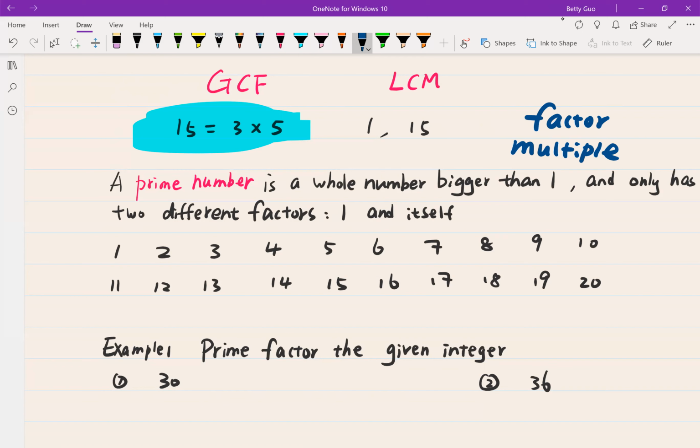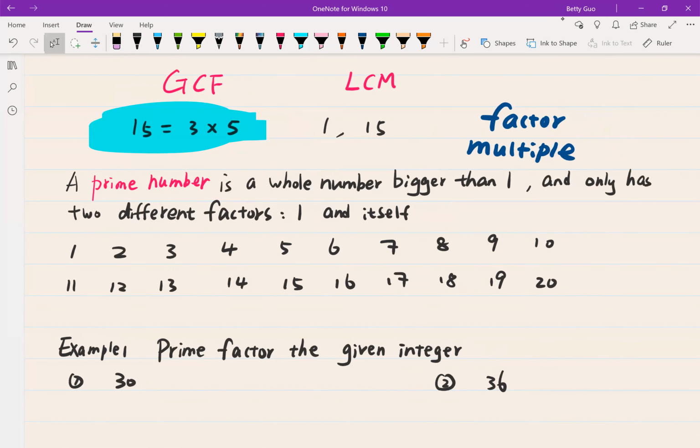Let's see what a prime number is. What's the definition of a prime number? A prime number is a whole number bigger than 1 that only has two different factors, 1 and itself. We have 1 through 20, the first 20 natural numbers. We are going to use the definition here to determine which of them are prime and which are not.